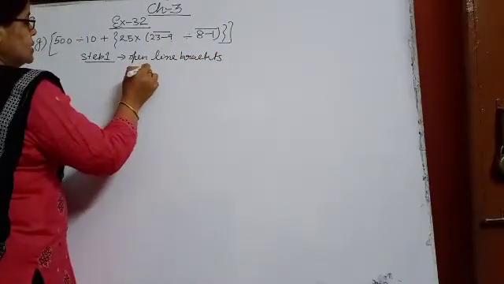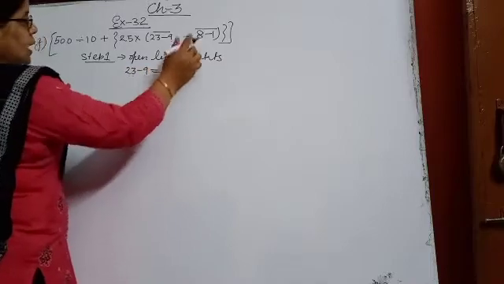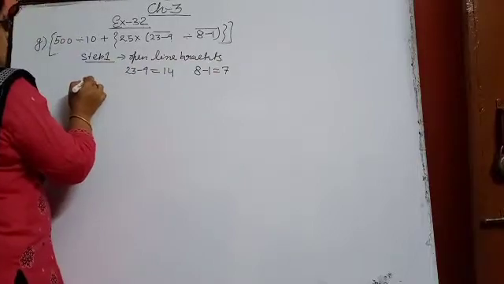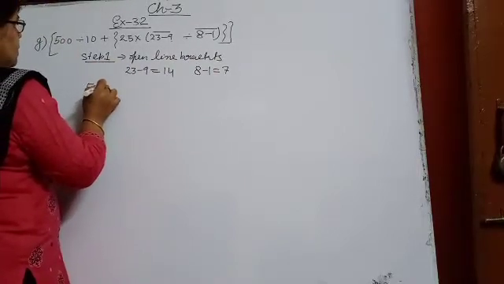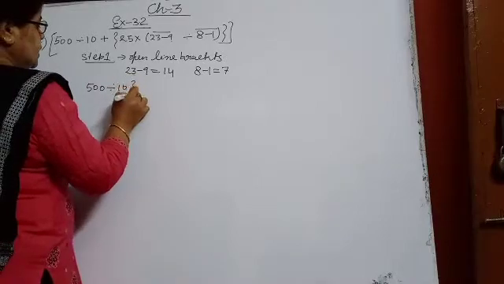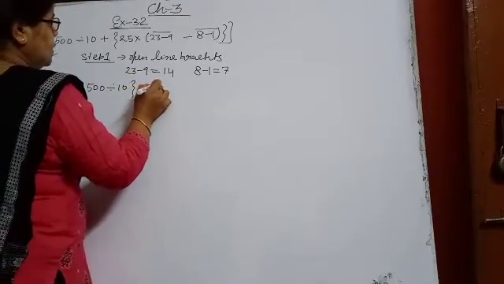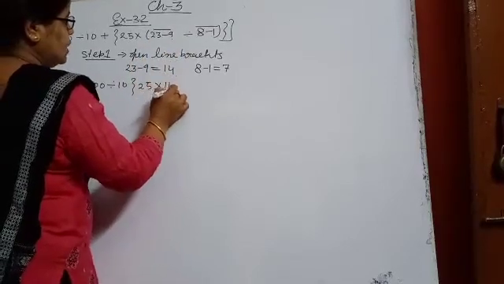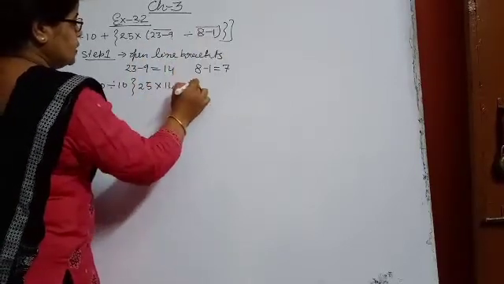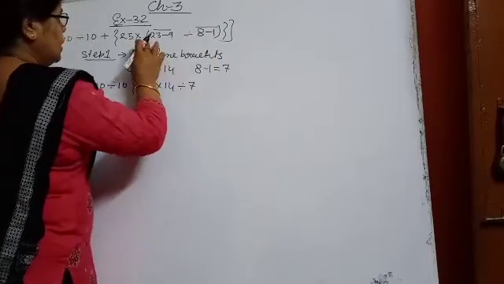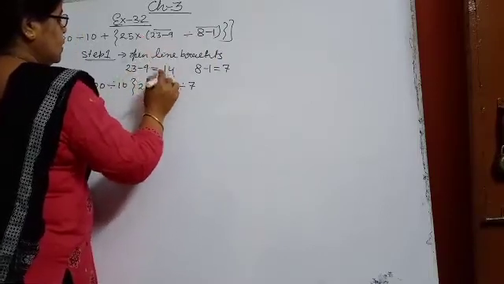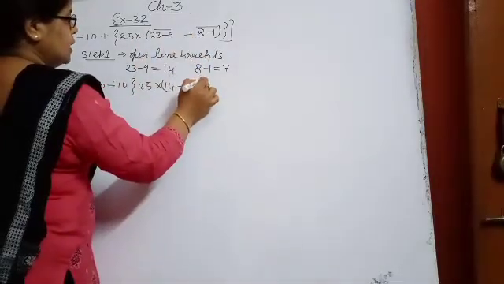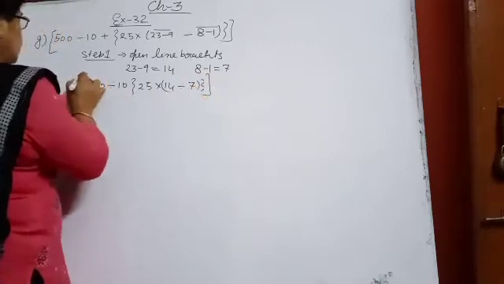So solve those one. 23 minus 9 is equal to 14 and 8 minus 1 is equal to 7. So what will your question become now? It will become 500 divided by 10 plus curly bracket 25 into (14 divided by 7). What kind of bracket will be there? You can see that here this bracket was there, and then curly bracket and then square bracket up to here.